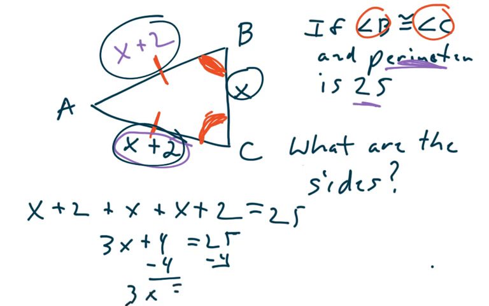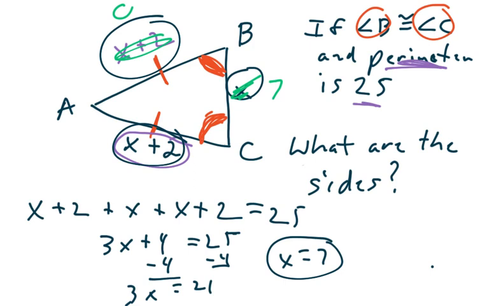And if 3x is 21, that means x must be 7. Now they're going to ask for just one side, but let's find all three sides. So first of all, we ought to realize that this side is 7. This side is 9, because 7 plus 2 is 9. And this side is also 9.